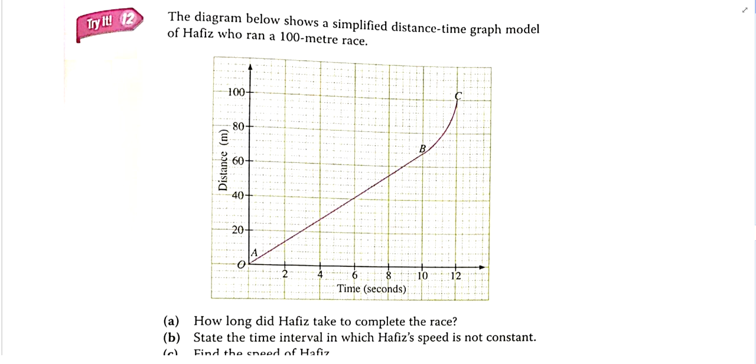What happens from B to C? What happened to the speed? Increase or decrease? Increase, right? So he is accelerating. If I want the speed at this point, what will you do? Draw a tangent line, then find the gradient of the tangent line to give us the speed.